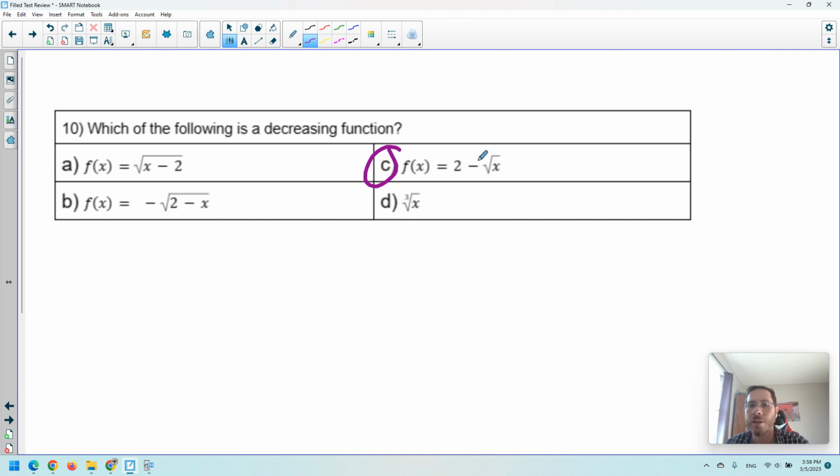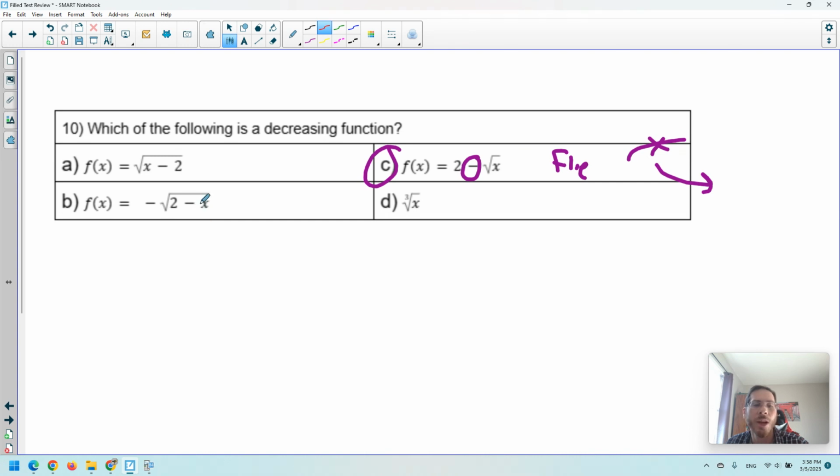We can just look at it and see that this negative sign, remember, negative sign in front of the square root, is going to flip it. So instead of going like this, we're going to go this way, and that's going downward. So I already know that that's a decreasing function. That's pretty quick. Now you might think, well, wait a second, B also looks like that. But with B, remember, we can't really do anything with this negative right here in front of the X. We'd have to do it like a weird GCF out of that.